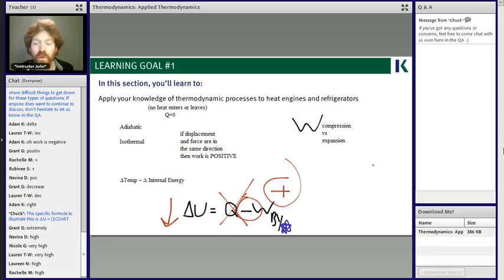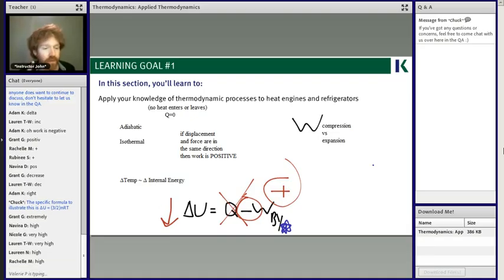Also, do you guys know what the keyword is to know that it's adiabatic, other than adiabatic or no heat enters or leaves? There's another keyword to look out for.